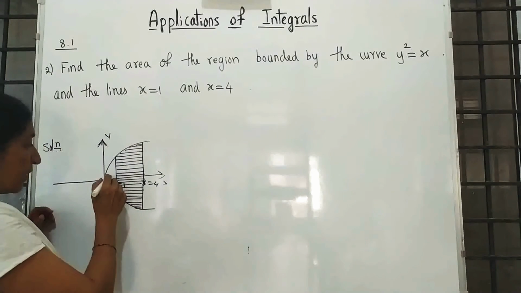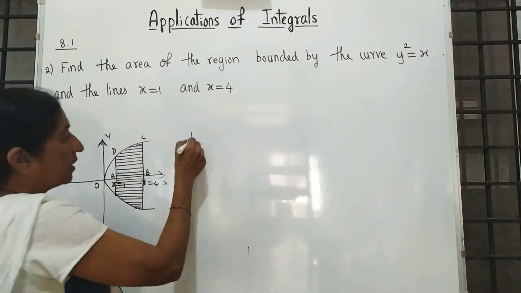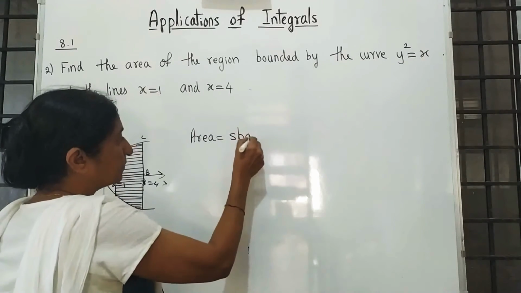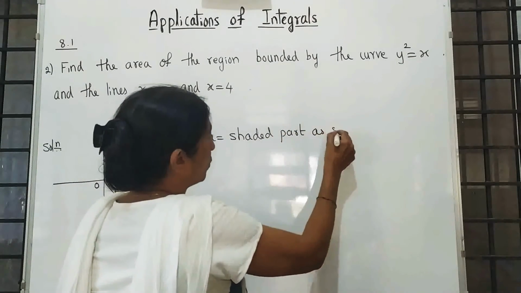So that's why I am giving the naming here A, B, C, D. Then what you write? Area is equal to the shaded part as shown in the figure.